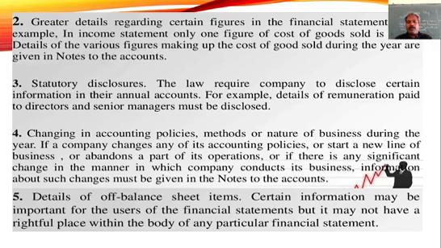Then, changes in accounting policies, methods, or nature of business during the year. If a company changes any of its accounting policies, starts a new line of business, abandons part of its operations, or if there is any significant change in the manner in which the company conducts its business, information about such changes must be given in the notes to accounts. If the company made some changes in its business activities, amended certain parts of its operations, or started a new line of business, all the particulars should be given in the notes to accounts.